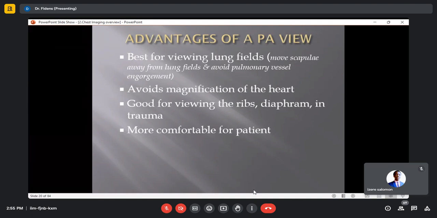I told you. It's very good for viewing the ribs and the diaphragm, and in trauma cases we do inspiratory and expiratory phases. It is even more comfortable for the patient, especially adults, not children. Another reason for doing an AP anteroposterior is when the patient is very sick and cannot stand at the X-ray receiver and take the posture we showed.